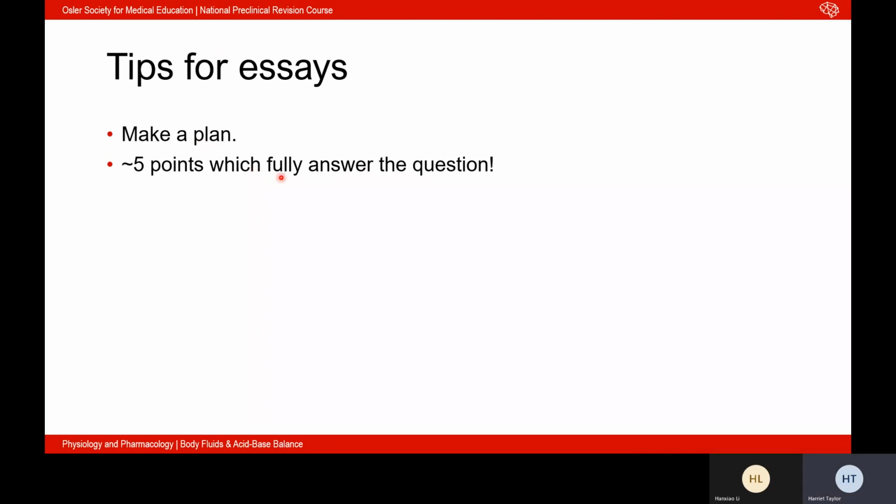So this is the really important point. You need to fully answer the question. If you haven't covered the basics, you're not going to get the marks. So you need to make sure that you've got the basics down before you start to expand.